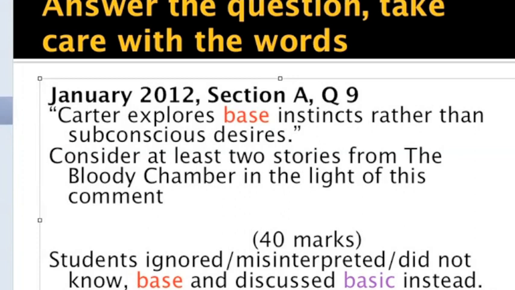And in knowing the difference between those two words, you can see that some students answered the question and some students didn't at all. They actually talked about incorrect texts, incorrect characters in terms of, say, the mother in the Bloody Chamber showing the natural nurturing instinct, her basic instincts as a mother help save the daughter, whereby really the student should have talked about the base instincts of the male character in that story.